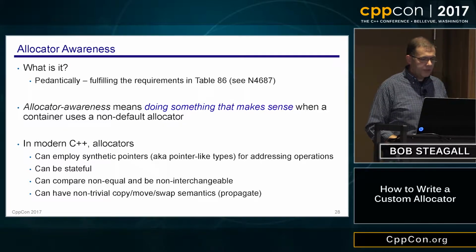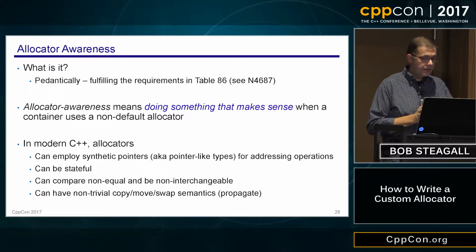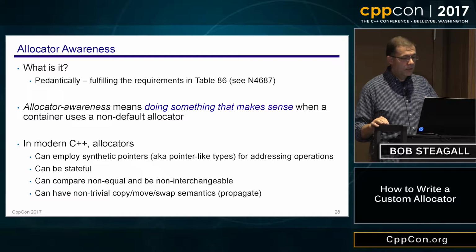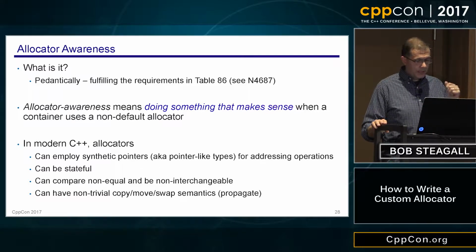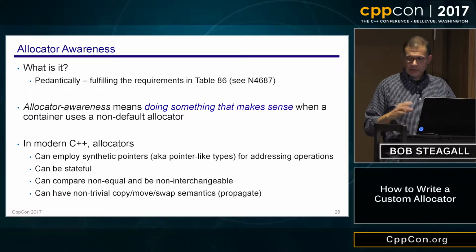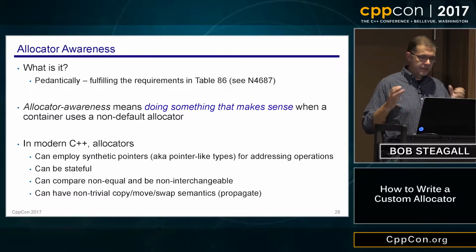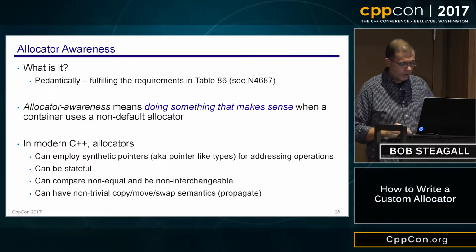And in the case of modern C++, this means being able to support synthetic pointers for addressing operations, having non-traditional addressing models, having allocators that can contain state, having allocators that can be non-equal and non-interchangeable, or allocators that can have non-trivial copy, move, and swap semantics. The old school allocator was completely stateless. As I said, every instance of that allocator was, in a sense, equal to every other instance. But you don't have to do that anymore. You have a lot more power at your fingertips.